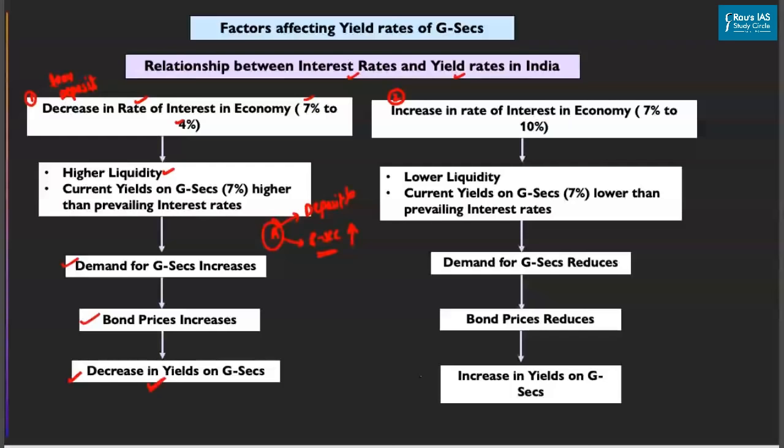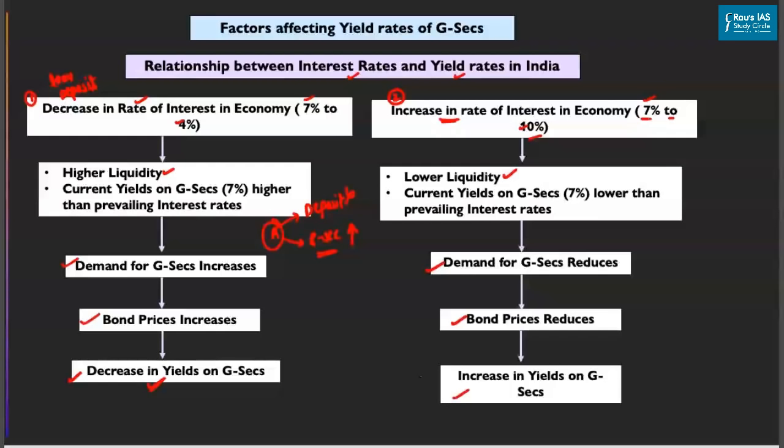Now consider the second scenario of an increase in the rate of interest in the Indian economy, let's say from 7% to 10%. Earlier, you were able to get loans at 7% interest, but now you are getting loans at 10%. So the amount of loans taken by the people would be quite lower, leading to a decrease in the liquidity. So the demand for the government securities would reduce, bond prices would reduce, and hence there would be an increase in the yield rates on the government securities.